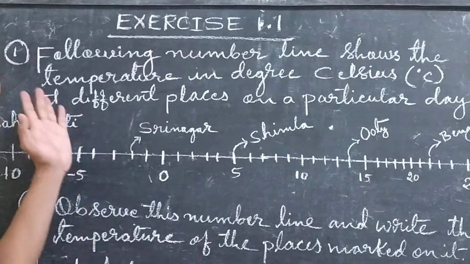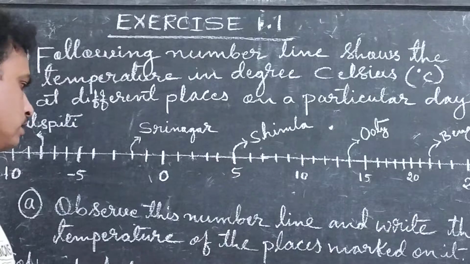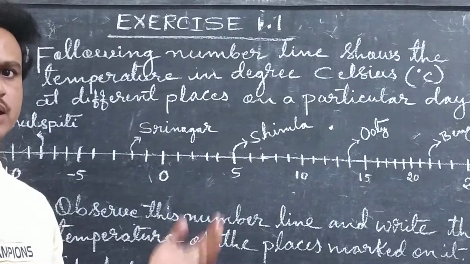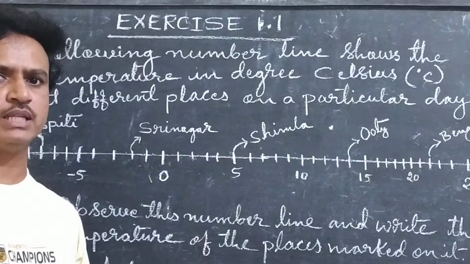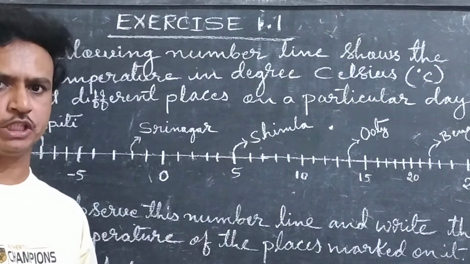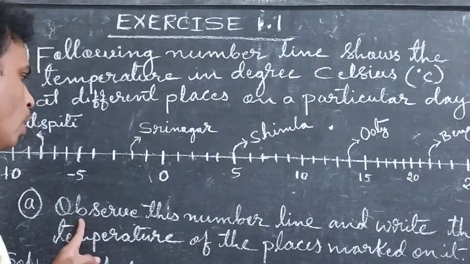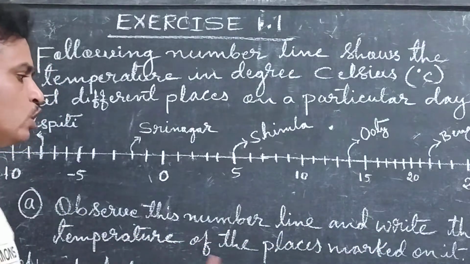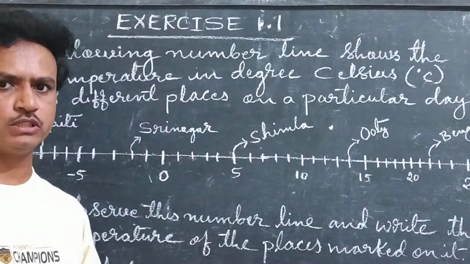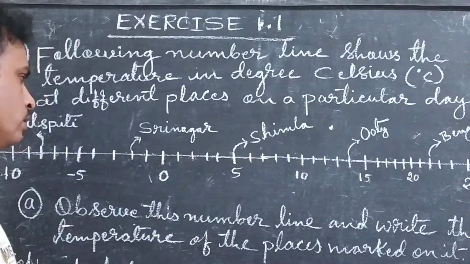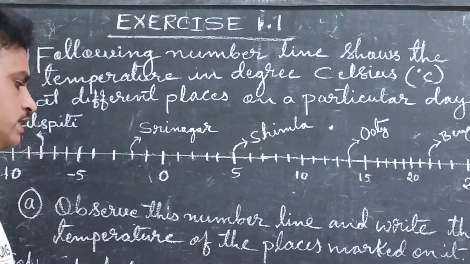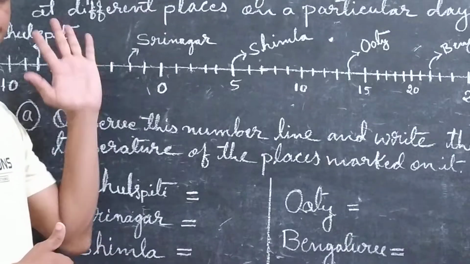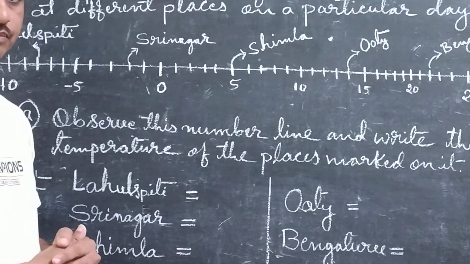Now in the first main question, there are 4 parts: A, B, C, D. Now we will see one by one. In the first part A, what is given here? Observe this number line and write the temperature of the places marked on it. First, Lahaul Spiti: what is the temperature on that particular day, at that place?